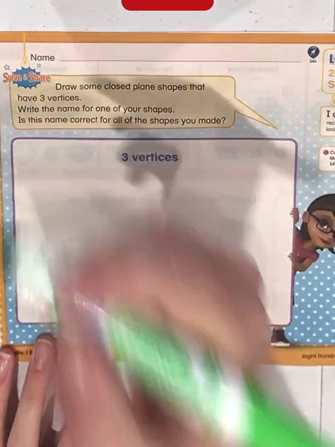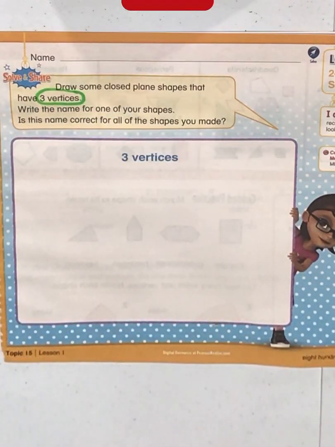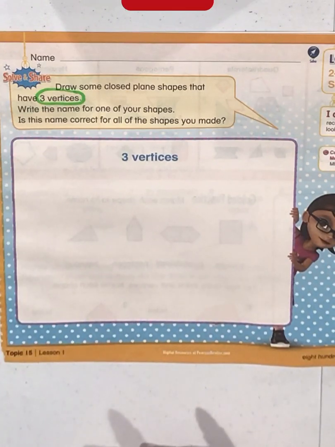So I want you to come up here and circle 3 vertices for me. And let's talk about what vertices are. Okay, vertices are corner points where 2 sides of a polygon meet. So vertices is a fancy word for corners. Okay, the corners of a shape. We also need to review what a closed plane shape is. So a closed plane shape would be a flat shape with edges or sides that connect. So this shape is not open. Okay, it has to be a closed shape.